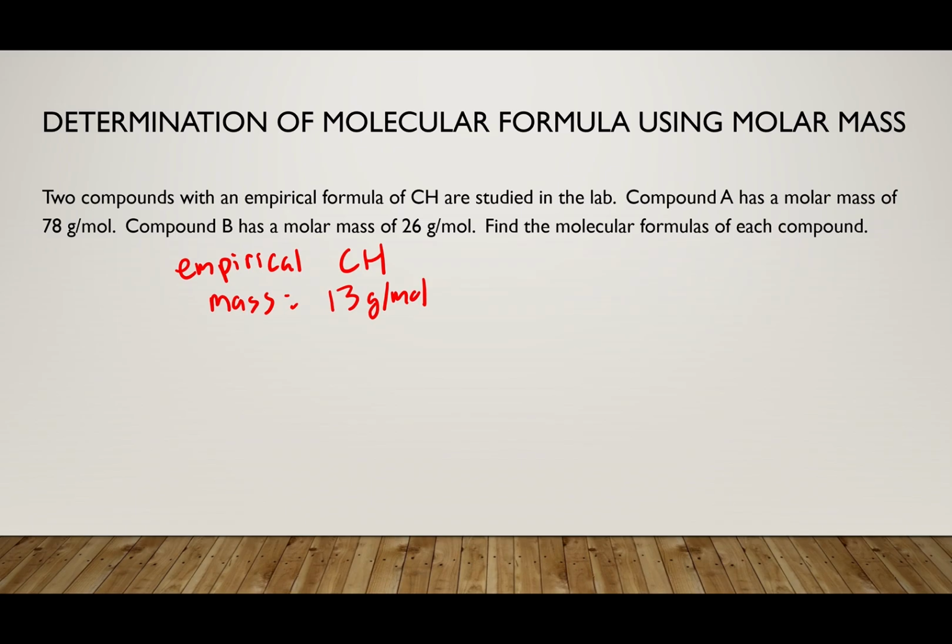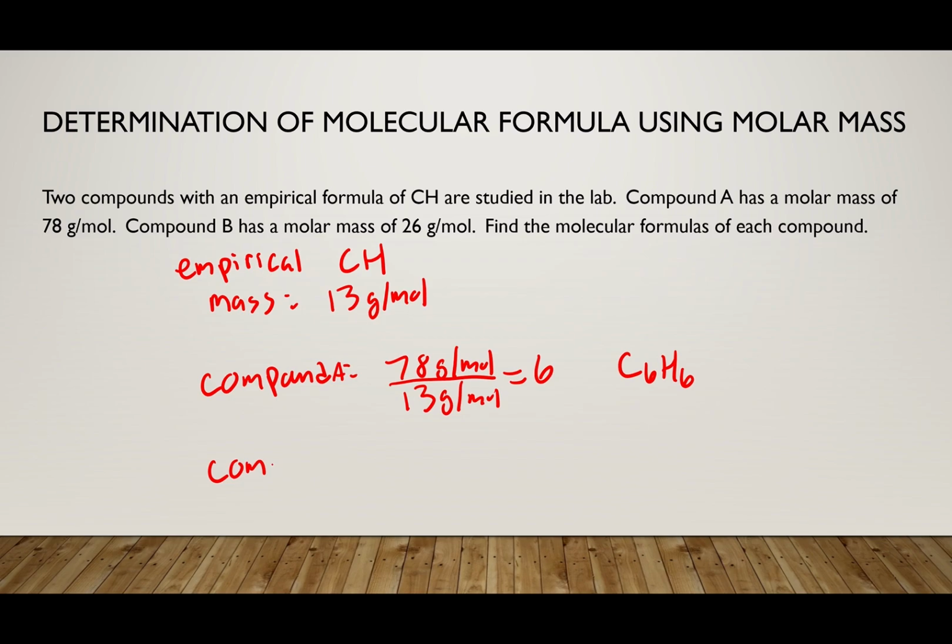Since their formulas and masses would share the same whole number ratio, we can use the masses with the empirical mass to figure out what this ratio is. So for compound A, we know it has a true mass of 78 grams per mole. Compound A, and we will divide that by the empirical mass of 13 grams per mole. Dividing these two gives us a factor of 6. So that tells us that compound A is 6 times greater than the empirical formula. So that means compound A is C6H6.